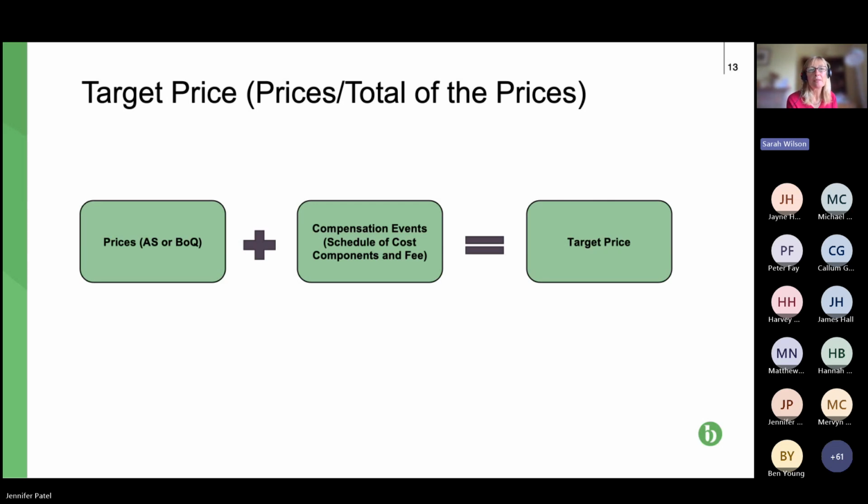So basically this is just me trying to have a mental visualization of how this works. The target price is called the prices. So it's basically the activity schedule or the bill of quantities, depending on whether we're on option C or D, plus compensation events. How is that calculated? Schedule of cost components plus the fee equals the ultimate target price at the end of the contract. So I think the key thing is to remember that the target price starts off as a certain figure in the contract, but it is fluid to the extent that there are compensation events.